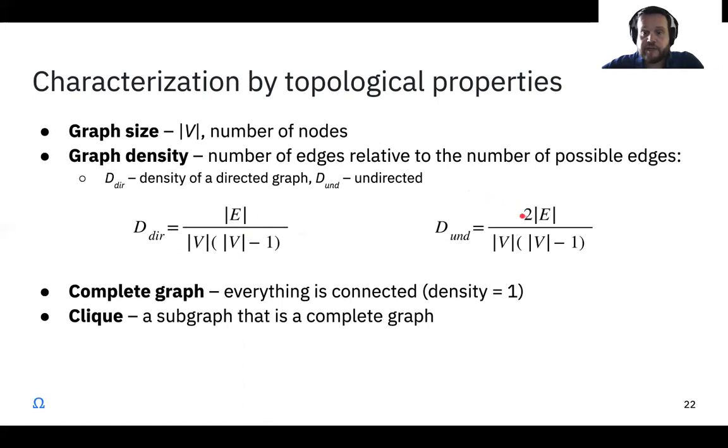And this is twice as much, because in an undirected graph, each edge goes both ways. So it's not a very difficult or arcane concept. Why is this useful? It's very important to identify graphs that are complete, where everything is connected. That means the density is 1, or the so-called cliques. Cliques are subgraphs that are a complete graph. So if part of your graph is a complete graph, then it's a candidate for filtering, as we're going to see in a second.